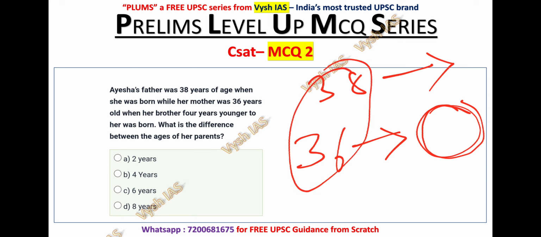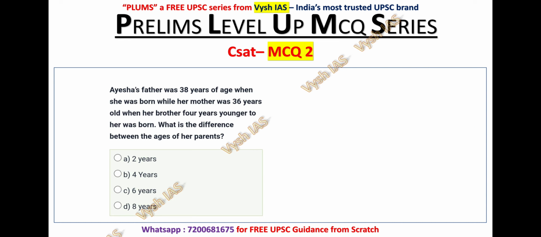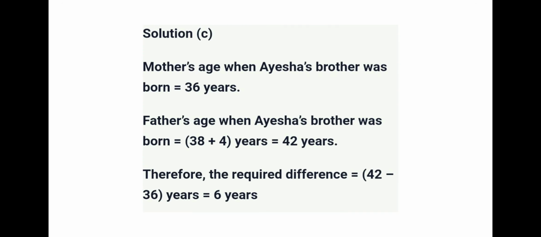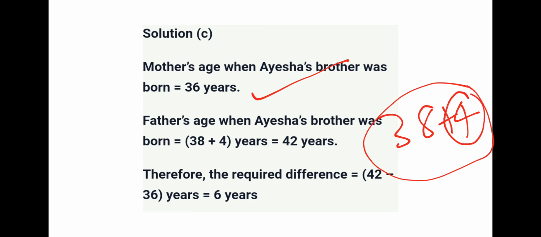The first thing that you need to have while solving the question is, as I already told you, you have to understand the question. If you understand the question, more than half of the job is done. So mother's age when Aisha's brother was born is 36 years. Father's age when Aisha's brother was born is definitely 38 plus 4. Why have we done plus 4? It's because Aisha is 4 years elder to her brother. That's why the age of the father when her brother was born is 38 plus 4, that is 42 years.